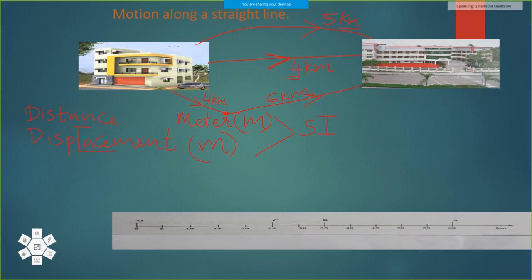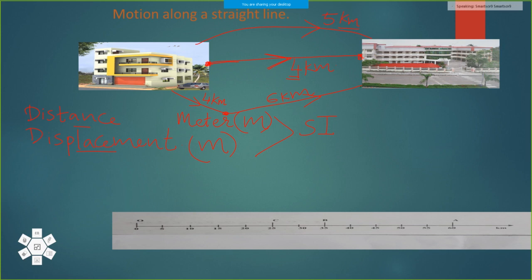But what about displacement? It is the shortest distance from initial to final point. So, it does not depend on the path. It depends only on the initial point, the starting point, and the final point. That is the difference between distance and displacement. Is it clear? Then, listen here, displacement is the shortest distance, right?